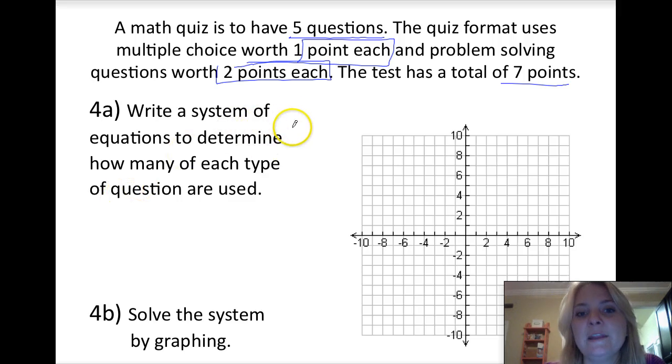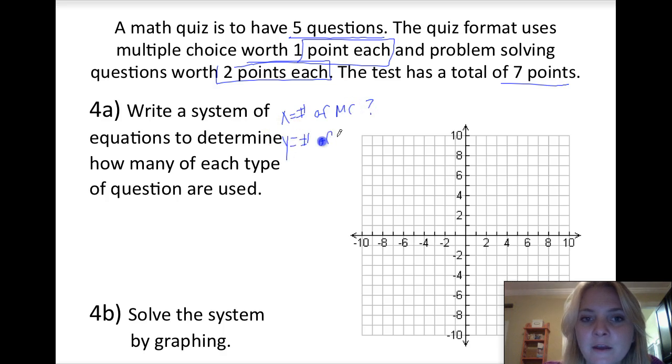When we're writing equations, we always want to define the variables. So I'm going to say x equals the number of multiple choice questions, and y equals the number of problem-solving questions. Once again, defining your variables allows you to write equations more quickly and also know what your equations mean. So the first thing we know is we're going to have 5 questions on that quiz. So the number of multiple choice problems plus the number of problem-solving questions equals 5.